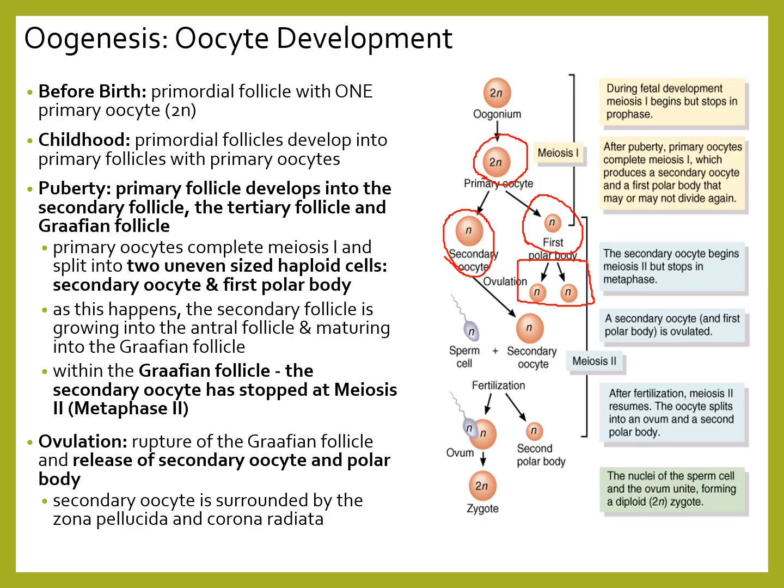Now, I want you to note that the secondary oocyte is going to be surrounded by a clear glycoprotein layer called the zona pellucida, and a bunch of granulosa cells that have stuck to the zona pellucida. These granulosa cells are called the corona radiata. And if you remember, I mentioned those about 4 or 5 slides back.